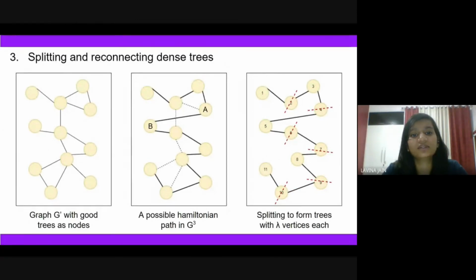What is left is to split and reconnect these trees to make k trees with exactly lambda vertices each. For that, we contract good trees into nodes. In the first graph shown, the nodes represent the good trees. There is an edge between the nodes if the smallest distance between the trees is less than t star. Again, the graph will be connected because we removed all edges of cost more than t star earlier.